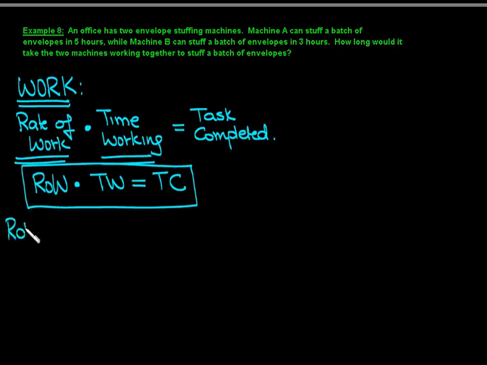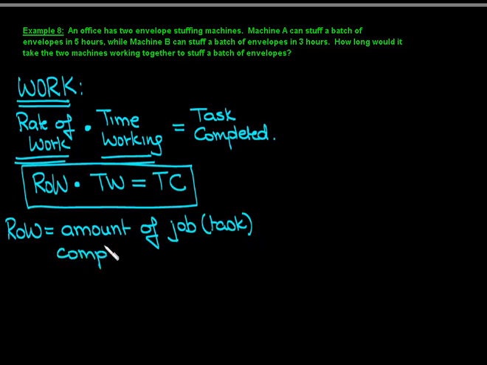Rate of work is equal to the amount of job, or it could be task, job completed in 1 unit of time. Okay, so the rate of work is how much of the job can you do in 1 unit of time, and the unit is capitalized there, 1 unit.